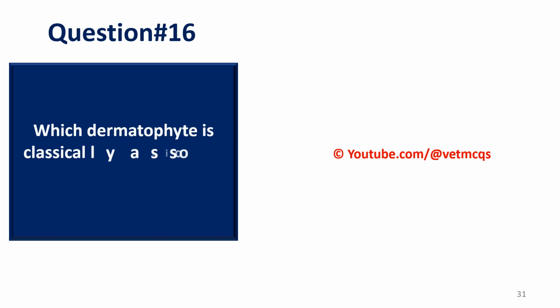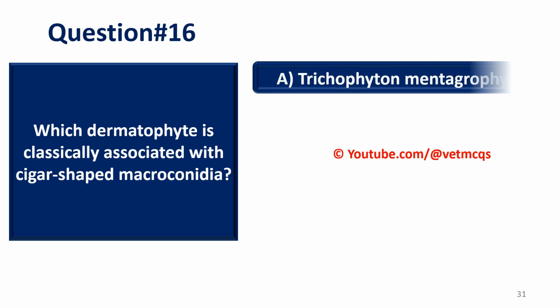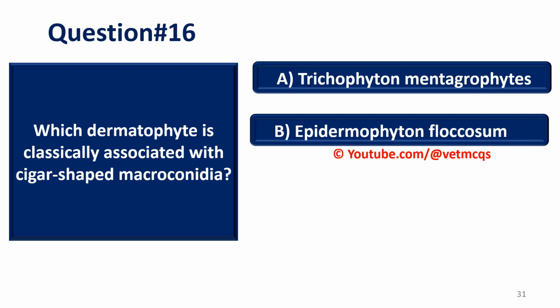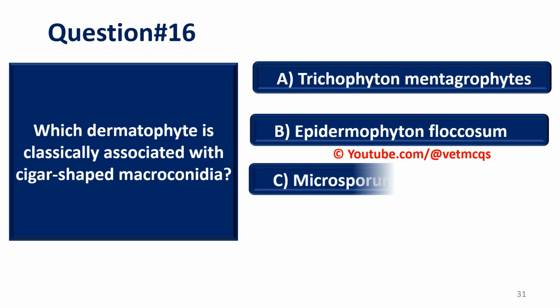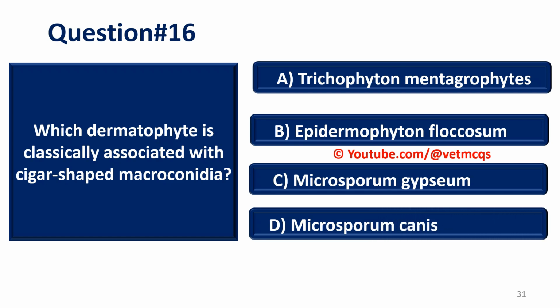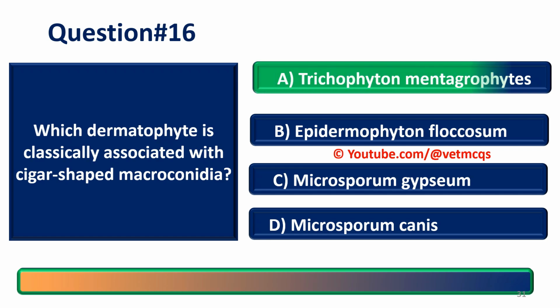Which dermatophyte is classically associated with cigar-shaped macroconidia? Trichophyton mentagrophytes, Epidermophyton floccosum, Microsporum gypseum, Microsporum canis. And the correct answer is option A, that is Trichophyton mentagrophytes.